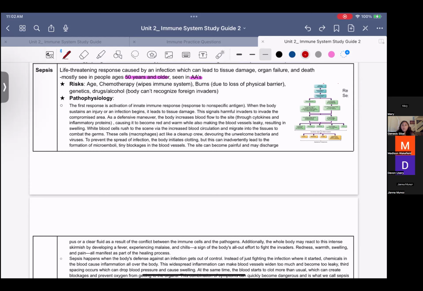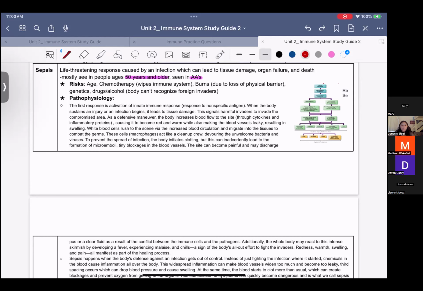So other risk factors: we talked about age because of that decreased immune response. Chemotherapy, so we know that chemotherapy helps wipe the immune system, right? Because you have cancer in your body, and when we give you medicine to go against that, we're killing off those cells, but we also have to kill off your regular white blood cells to make sure they're not cancerous. So basically you don't have any white blood cells in you. It just wipes your immune system, so if you end up getting pneumonia or some type of infection, you are more predisposed to getting sepsis because your body's not able to fight that off.